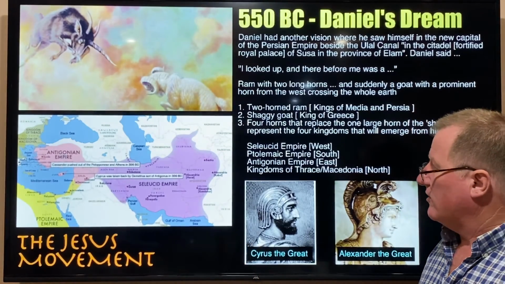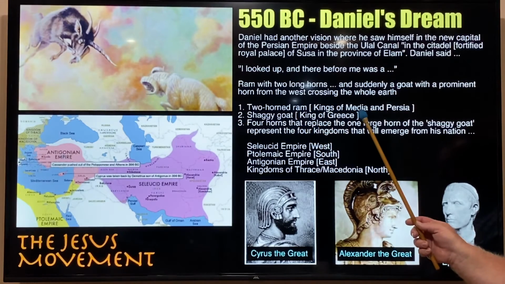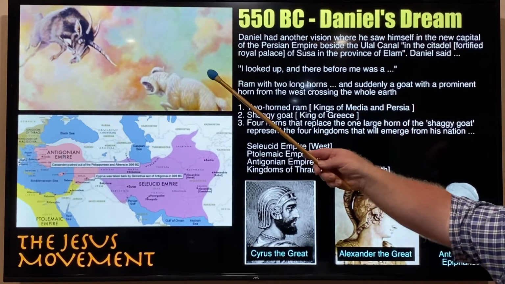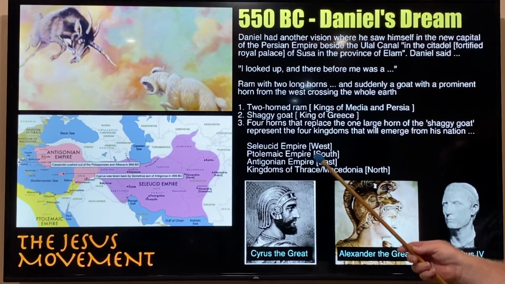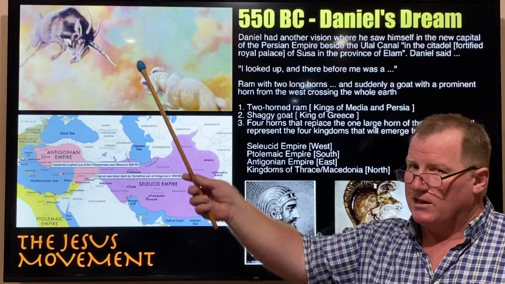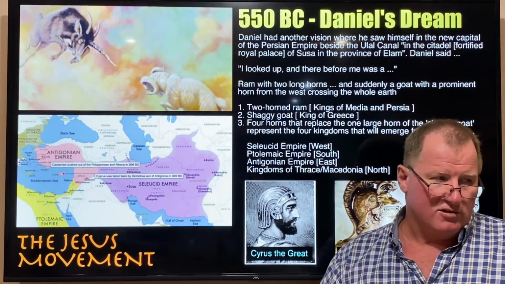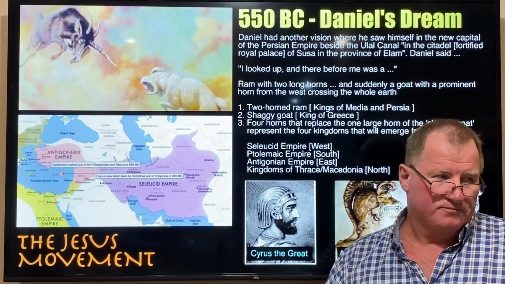And so what's actually happening here, as I said, the two-horned ram is the kings of Media and Persia. The shaggy goat is the king of Greece, which is Alexander the Great. And the four horns that replace the large horn of the shaggy goat represent the four kingdoms that will emerge from his nation. So is everybody aware that Alexander the Great died in his early 30s? He actually didn't live very long.